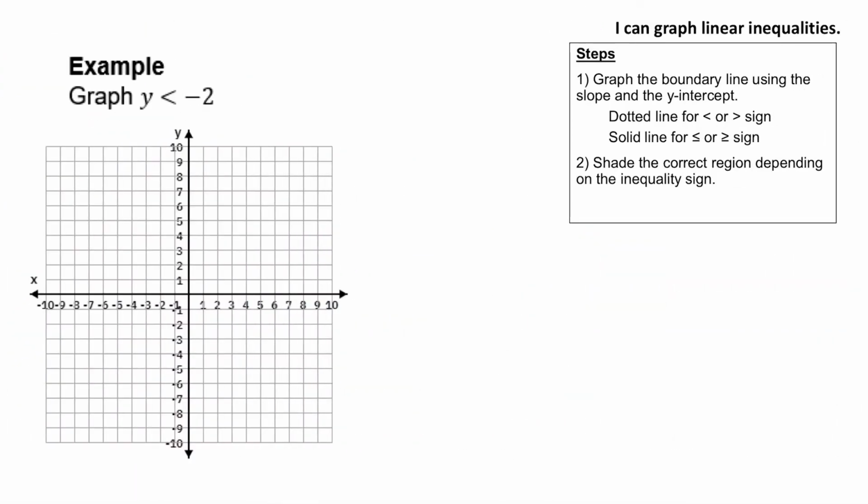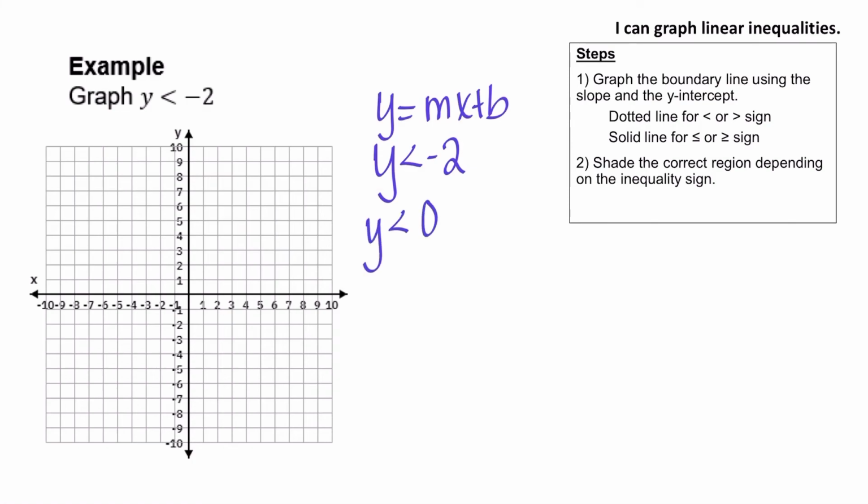So now let's graph y is less than negative 2. You can remember that this is one of those special lines, but if you don't remember, you can once again compare it to y equals mx plus b form. So remember, if I'm thinking about mx plus b, this is basically like y is less than 0x, because there's no x term, minus 2. So 0 is the value of m, negative 2 is the value of b. So my y-intercept is going to be at (0, -2). So I'm going to plot that first point.